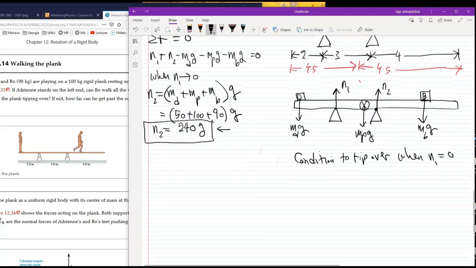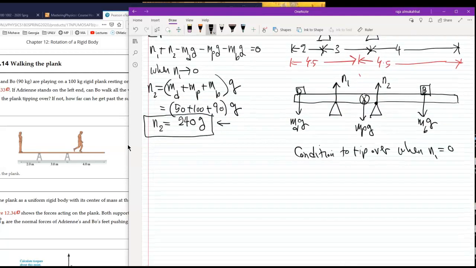All right. Now, remember, the Newtonian formula, sigma F equals ma or equals 0, doesn't give you the distance. It gives me the value of N2 when the plank tips over. It will tell me that. But it doesn't tell me at what distance, where exactly. So that's why I need to appeal to the torque formula. You got that?